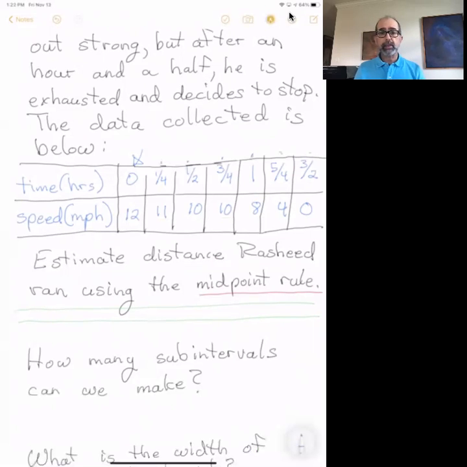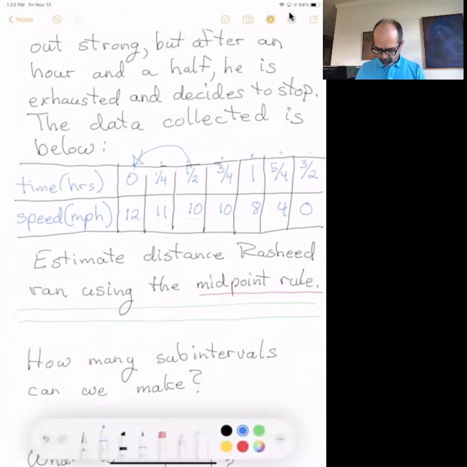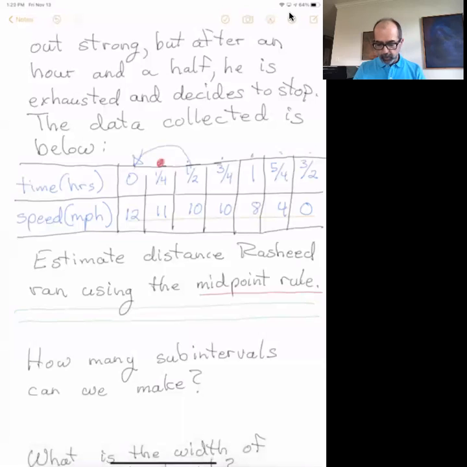The problem with the midpoint rule is we need to know what's happening in the middle of each interval, and we only have a discrete number of points. We don't have a continuous function like we do in a lot of problems. So the best we can do is say, for example, in this first interval, I can choose this point right here. So that's halfway in between.